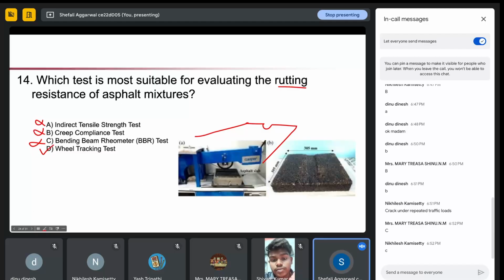So this is how a normal wheel tracking test looks. This is an asphalt slab they are using, and providing a different type of loading using this wheel, they will check the rutting depth in the asphalt slab. Okay, so that is the type of test we are using to check the rutting resistance of our mixture.